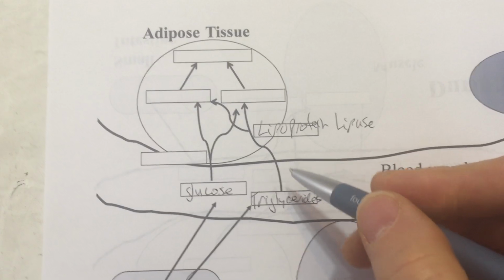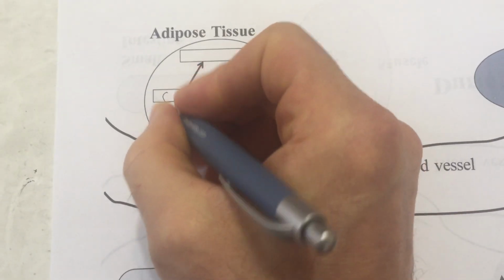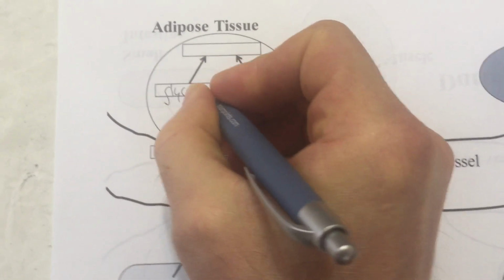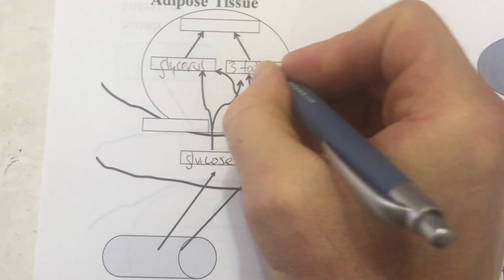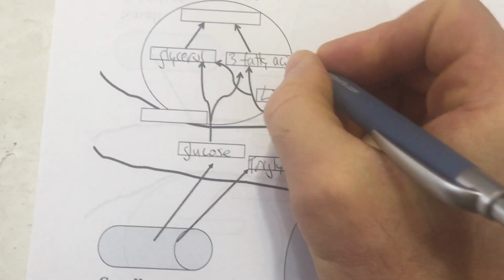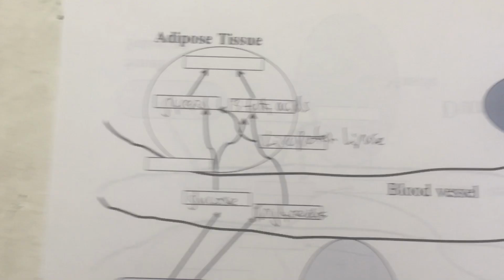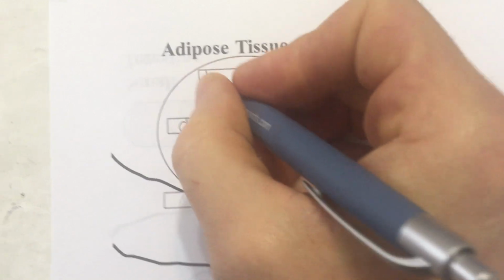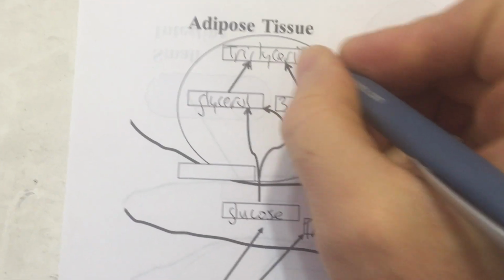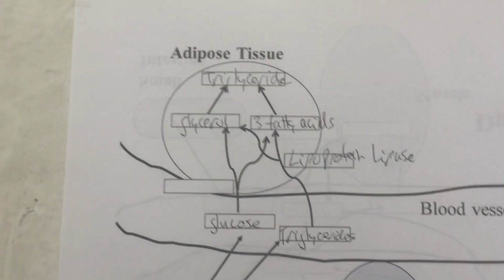So it gets broken down to glycerol and fatty acids. Specifically, it's 3 fatty acids. And then those can be recombined to form triglyceride in your adipose tissue. And that's your main storage form of fat in your adipose tissue.